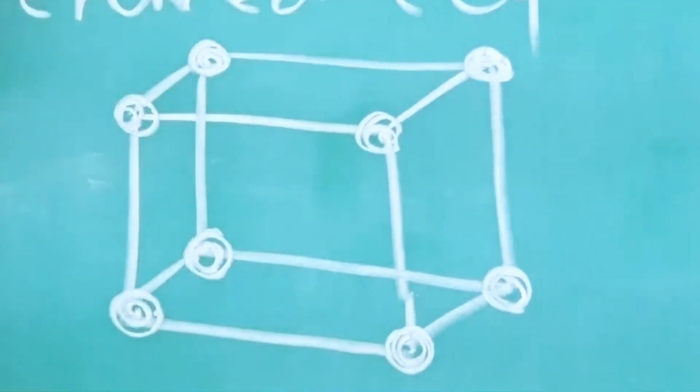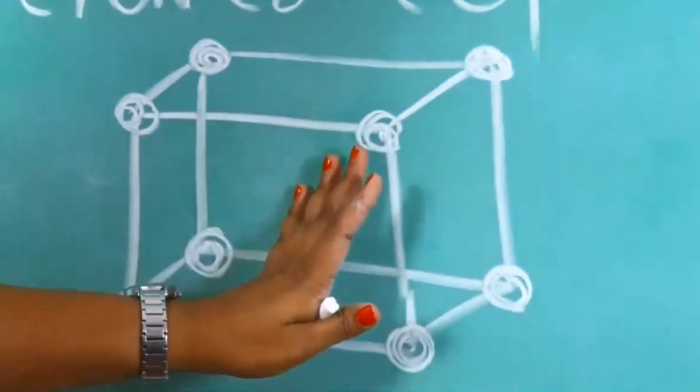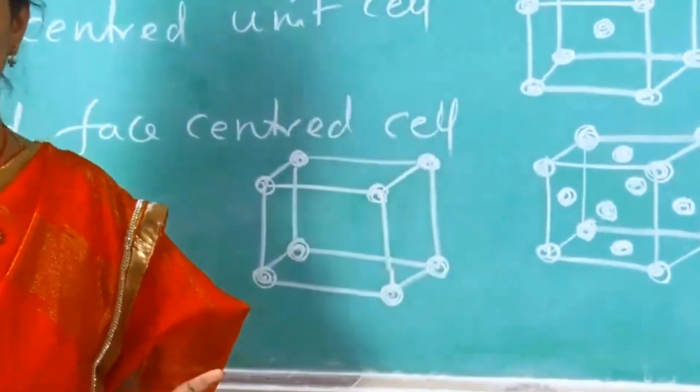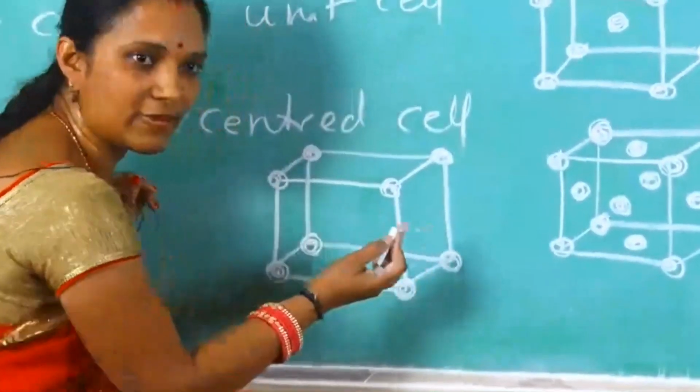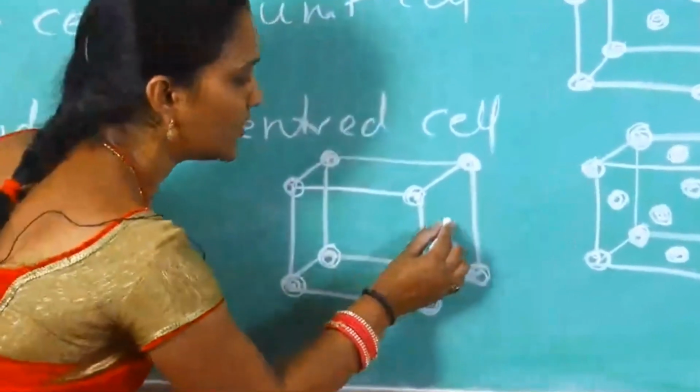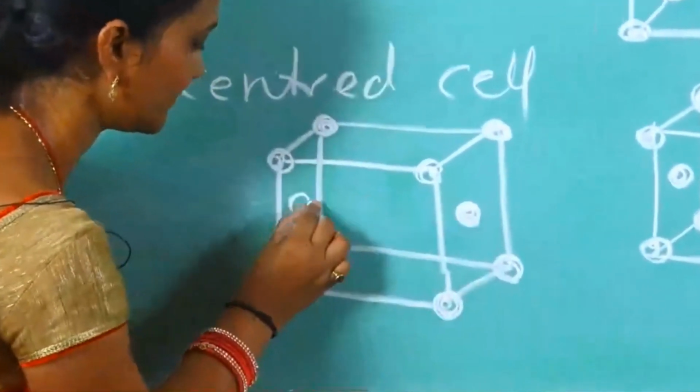Okay, now the position of the constituent particles: corners and any two opposite face centers. Any two only we should take. Any two, left and right, top and bottom, front and back, any two we can use. Now I am using these two.